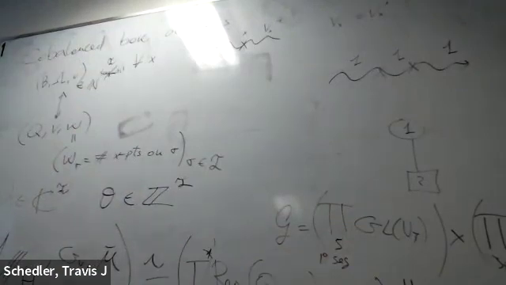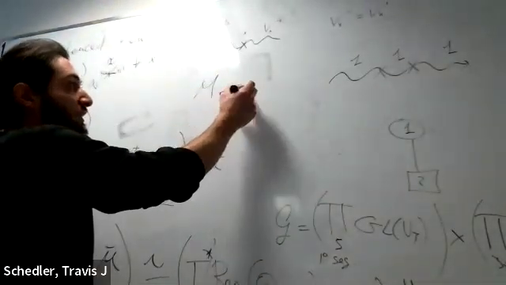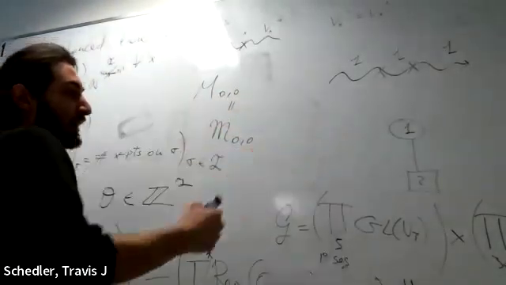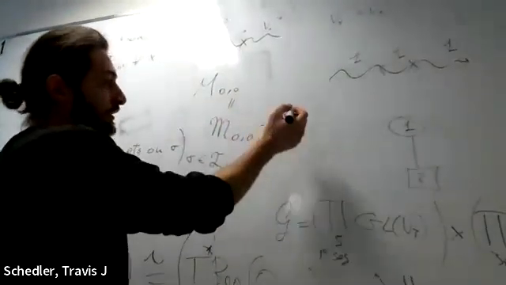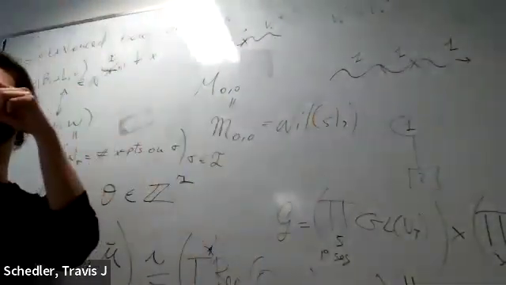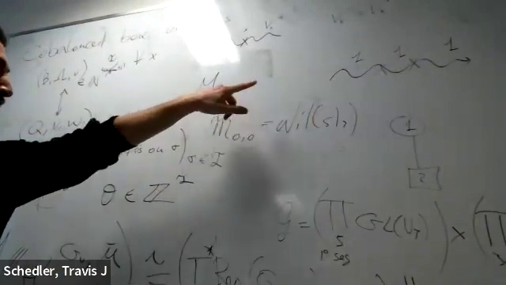For example, in this case, M_{00} is equal to the Nakajima variety associated here to 00, which is the nilpotent cone of sl_2, which is just the double cone. I probably don't have time, otherwise I would show the calculations.